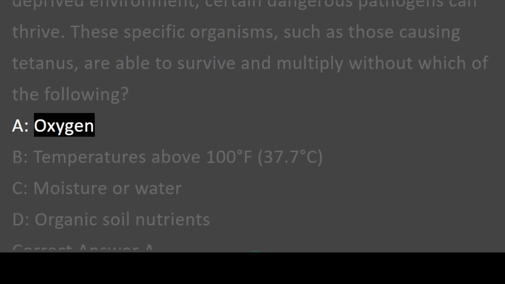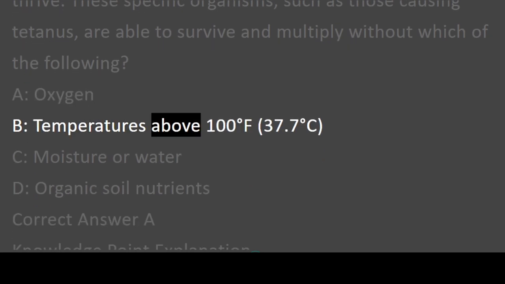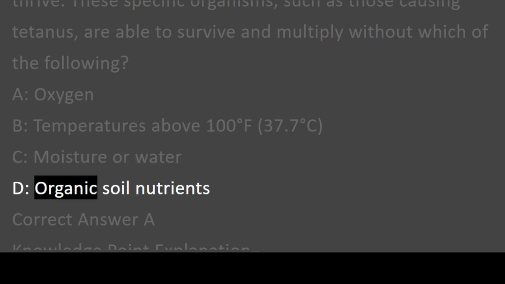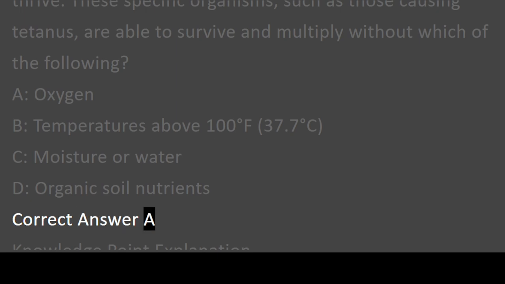A. Oxygen. B. Temperatures above 100 degrees Fahrenheit, 37.7 degrees Celsius. C. Moisture or water. D. Organic soil nutrients. Correct answer A.